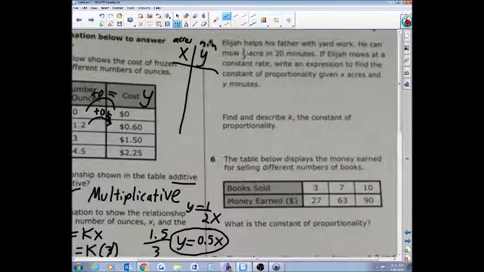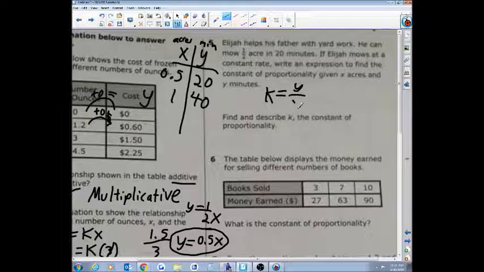So x acres. For 1/2 acre, I'm going to write it as 0.5. For 0.5 acres, we do that in 20 minutes. So for one acre, twice as many acres would take twice as much time. That would be 40 minutes. So we could have also used our k. This is a formula you want to remember. K equals y over x.